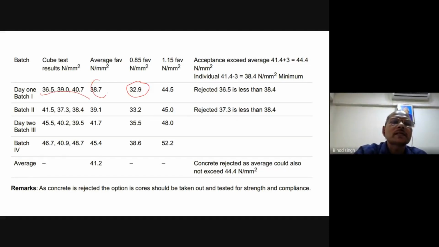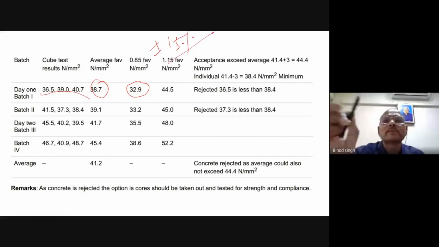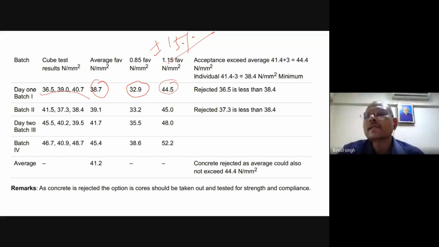So this is giving 38.7. And suppose we are taking 15% more, because they said plus minus 15% of average value. So average, suppose we take 15% higher, so this will be 44.5 of 38.7. So acceptance criteria is 41.4 plus 3, 44, and individual test results should be 41.4 minus 3, that means 38.4. So this is the minimum requirement of the cube here.